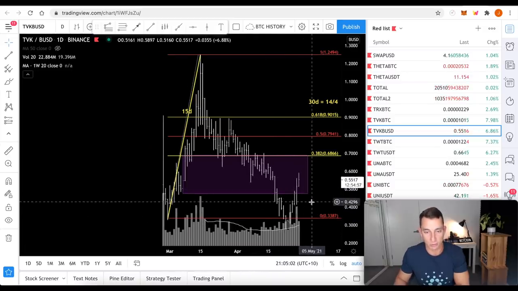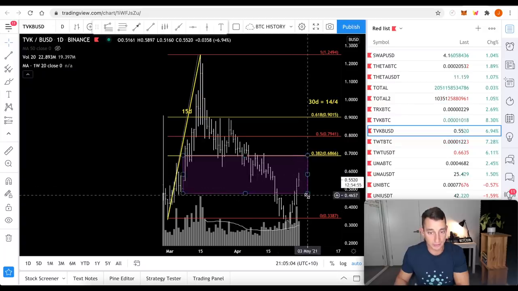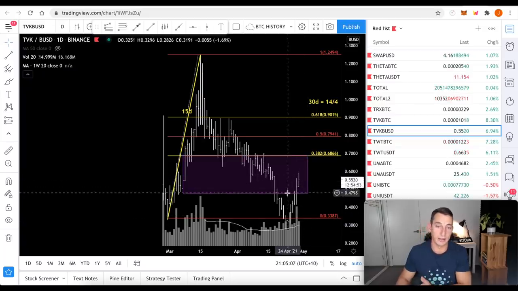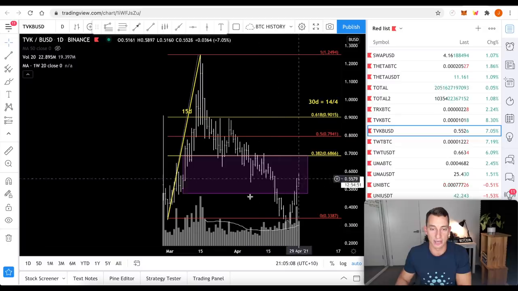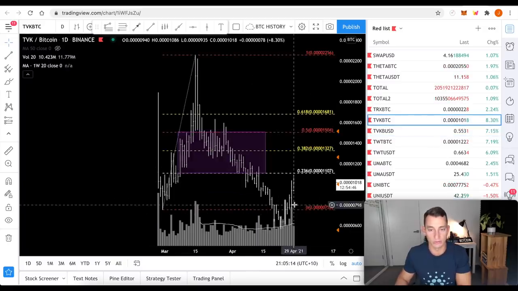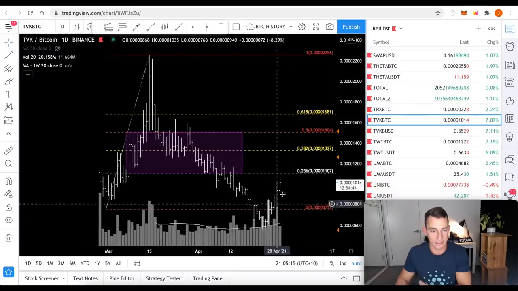And we'll see some pullback at some point. I'm not saying where yet because we don't have a sign, but this is what happens when people don't do their research and understand what it is they're investing in. TVK BTC also on the rise as well. So you're increasing in value against BTC. Yeah, this is looking strong.